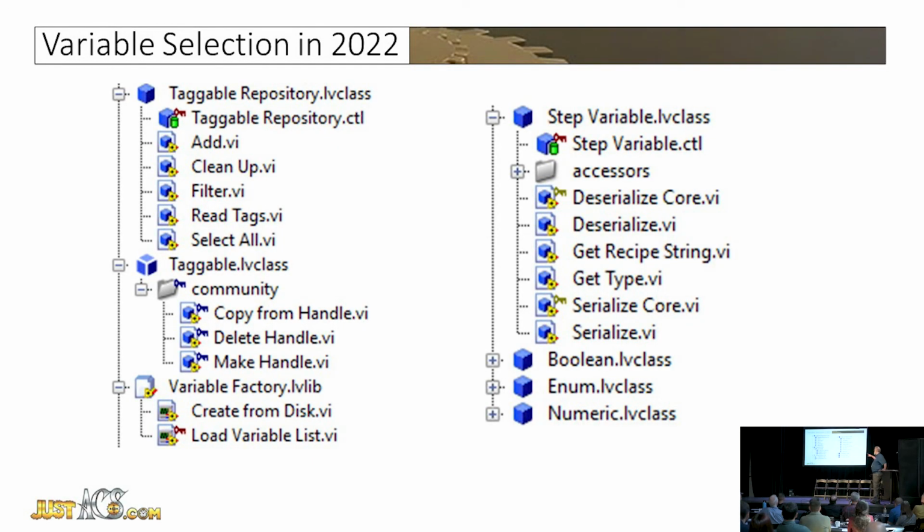And then just to make sure that taggable repository didn't know anything at all about variables, I pulled the create functions out and put them into a separate library. And that's it. That's what I delivered. That was the solution to my Monday morning programming challenge.